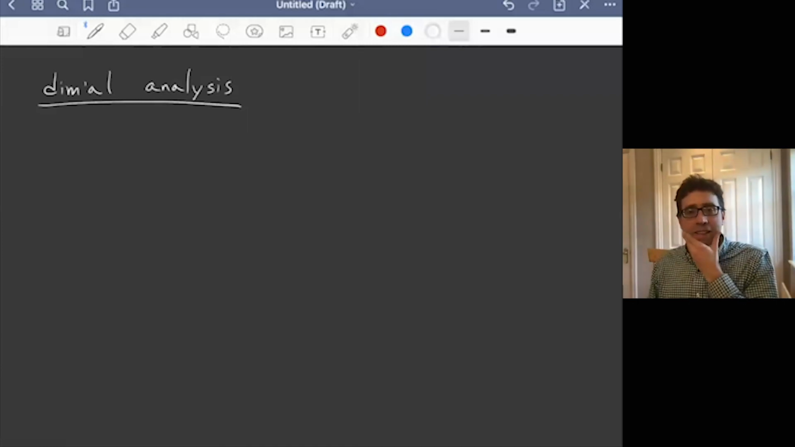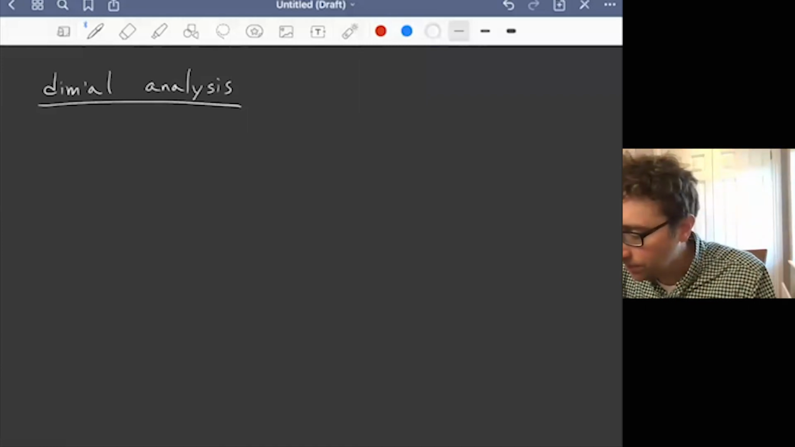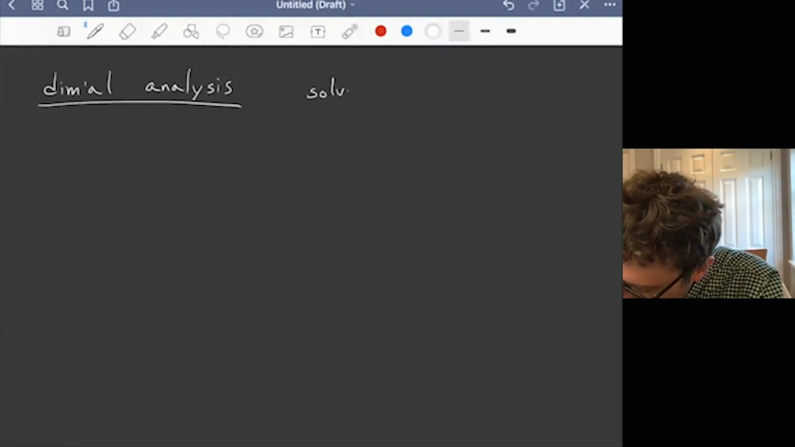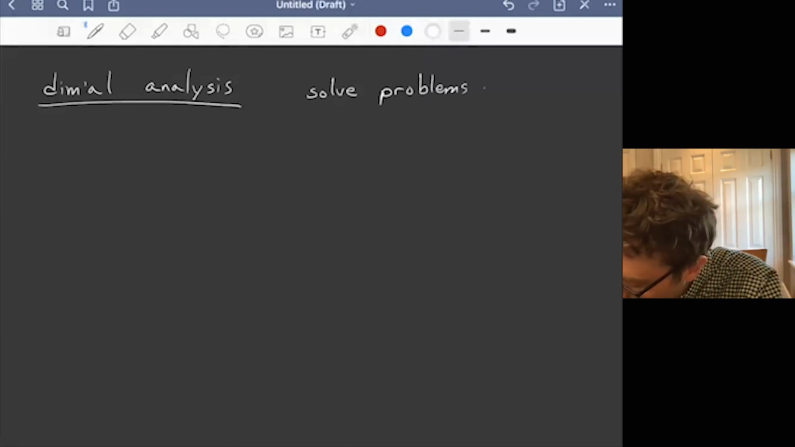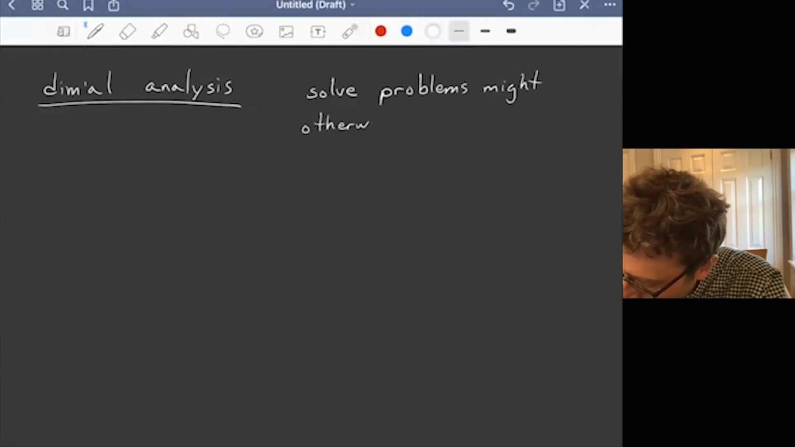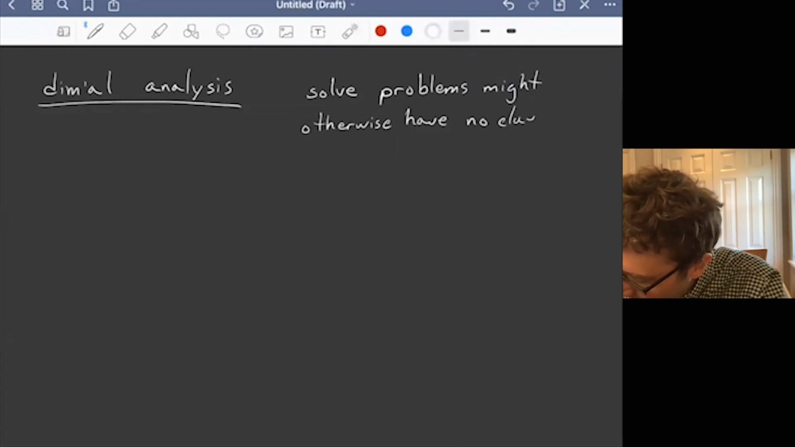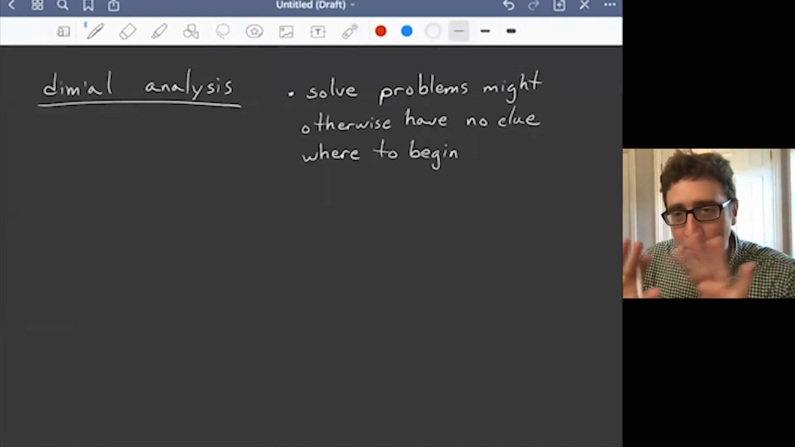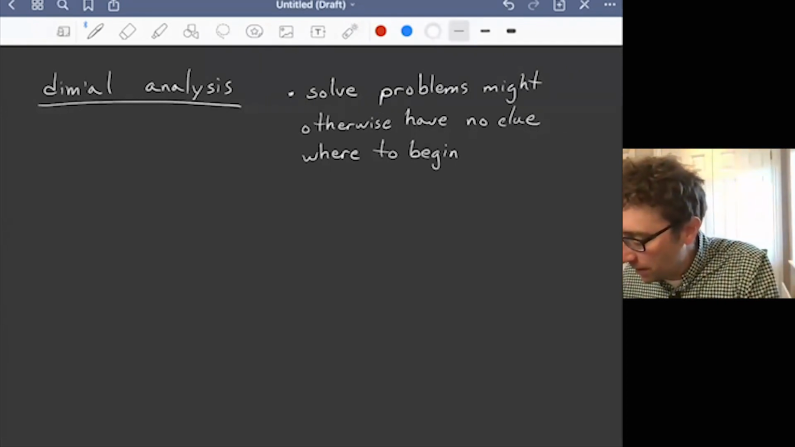So, dimensional analysis. I think about this as a way of solving problems where we might otherwise have no clue where to begin. It's a very powerful technique, and it can be used far outside of theoretical physics.